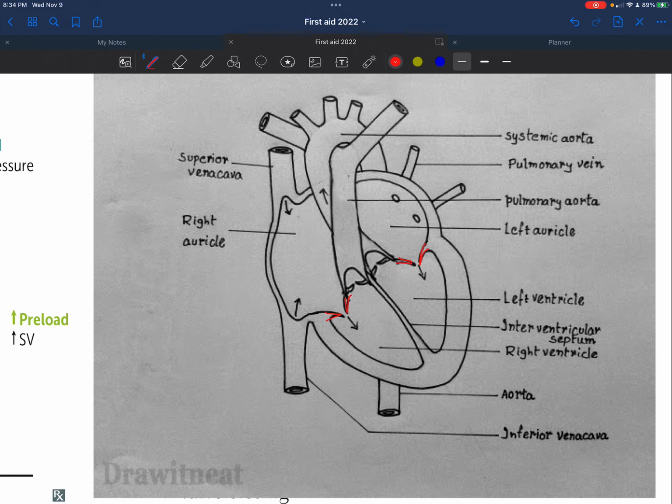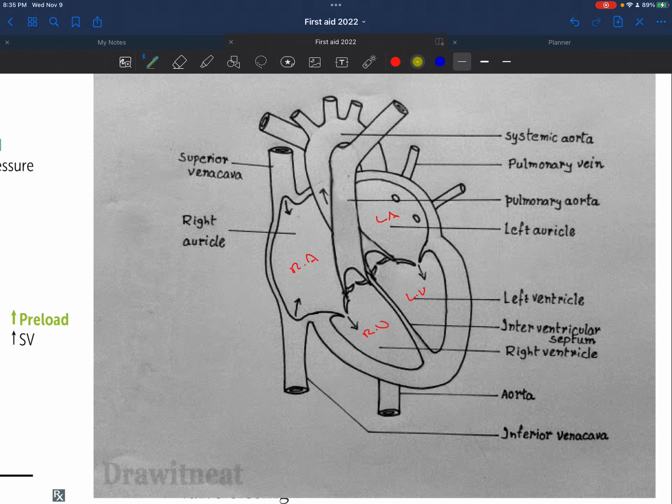So basically, this is the left atrium, this is the right atrium, this is the left ventricle, and this is the right ventricle. So the blood goes the normal way. It should go this way and then this way, and after a while, it gets pumped outside the heart into the aorta. This is the aorta, and then into the systemic circulation.